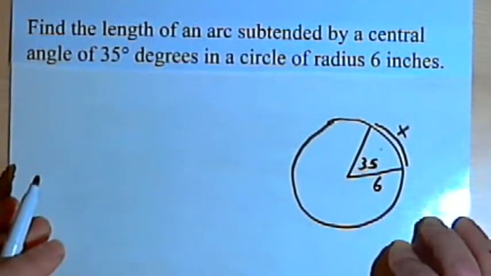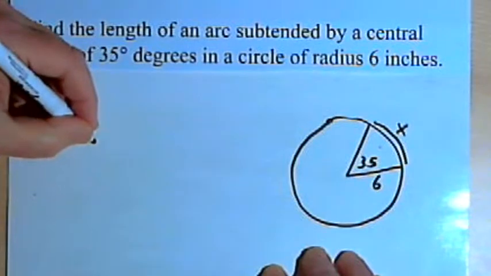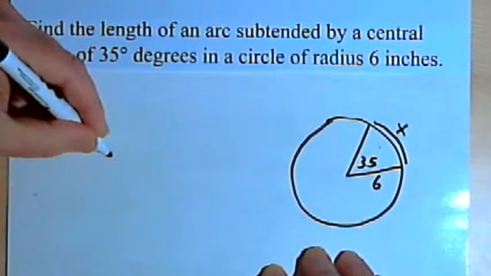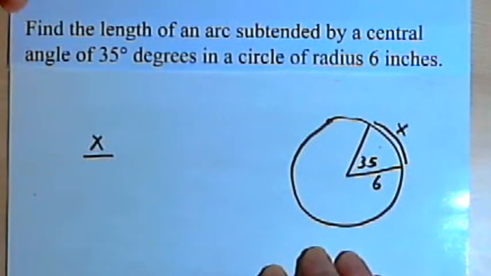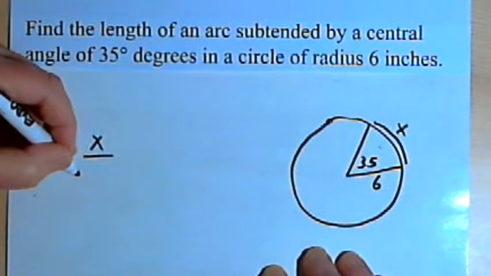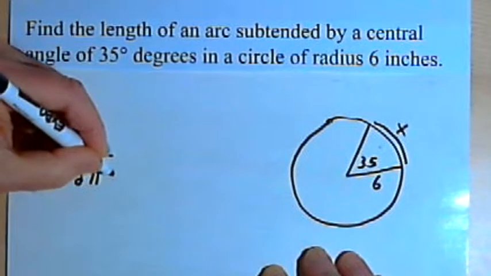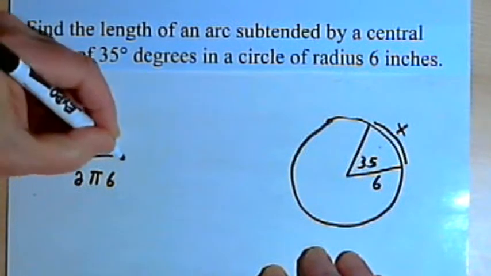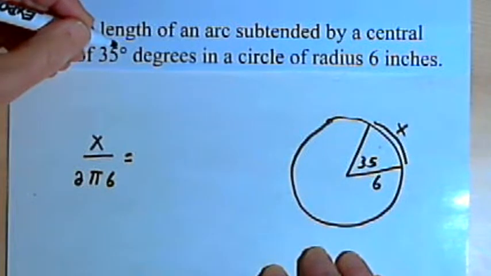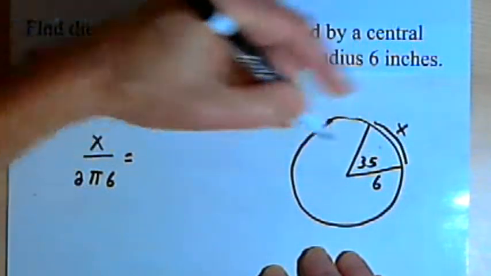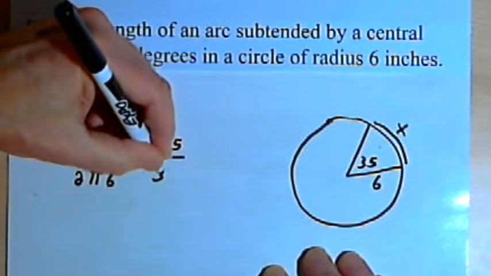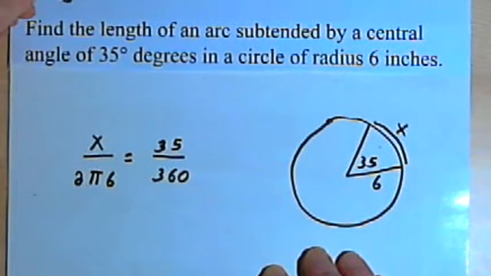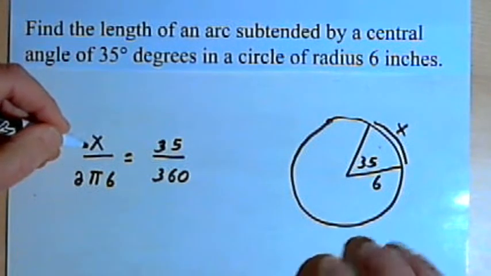Now here's how we're going to find it. We'll make a fraction, the length of the arc, x, over the entire circumference of the circle. We know that the general formula for circumference of a circle is 2 pi r, and r is 6. So the circumference of this circle is 2 pi times 6. And now I'm going to set that fraction equal to another fraction. That's going to be the size of the angle, that's 35 degrees, over 360, the number of degrees in the entire circle. And now I'm just going to solve for x.